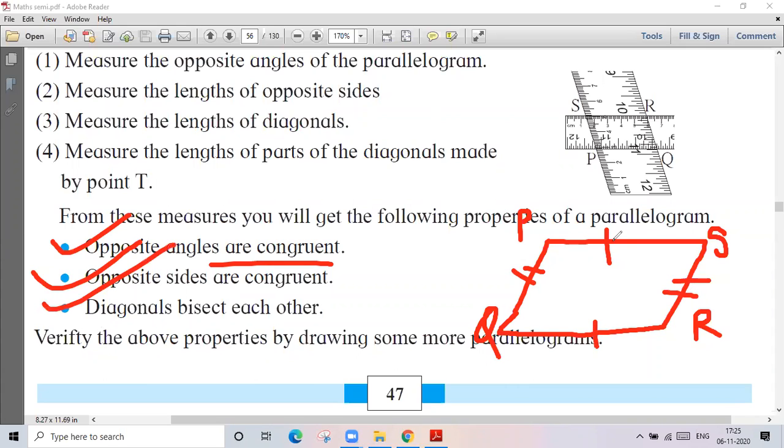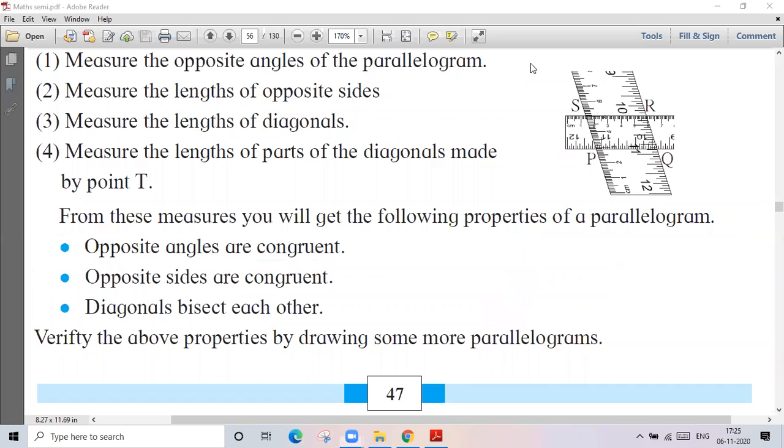Then diagonals bisect each other. These are the diagonals PR and QS. They bisect each other. That means this part is equal to this one, and this one is equal to this one. So these are the properties of a parallelogram.